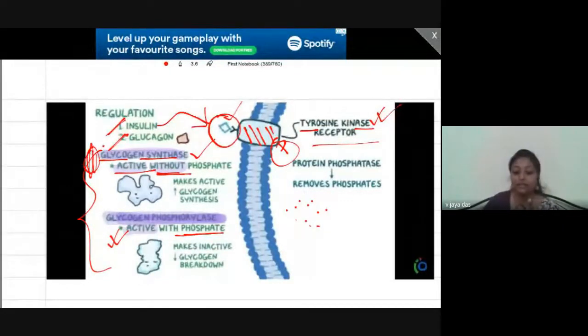At the very beginning I said that when glycogen synthase is active, glycogen phosphorylase becomes inactive. Now do you understand why it happens? Because glycogen synthase is getting activated as phosphate is removed, right? And at the same time, your glycogen phosphorylase is getting deactivated because the phosphate is getting removed.